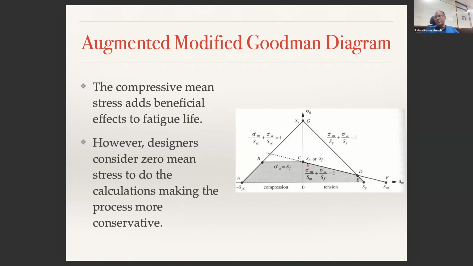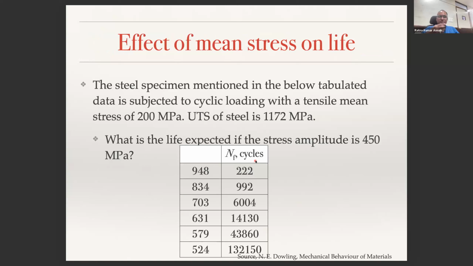So normally the compressive mean stress adds beneficial things. However, designers consider zero mean stress to do the calculations, making the process more conservative, as I mentioned just now. That means the curve will not continue to grow like that, but it will become a horizontal line. With increase in compressive mean stress, normally the curve should go down like this, but we will not let it go down like that. It will maintain constant. So now let us look at this problem.